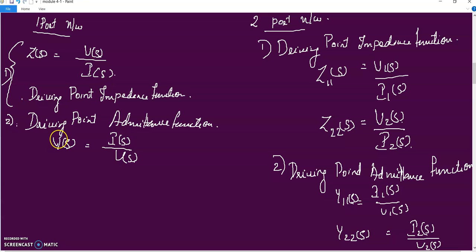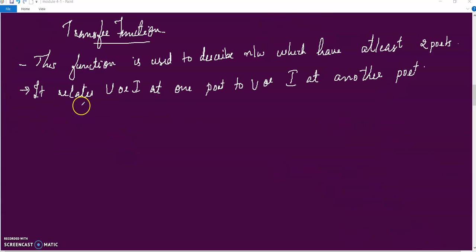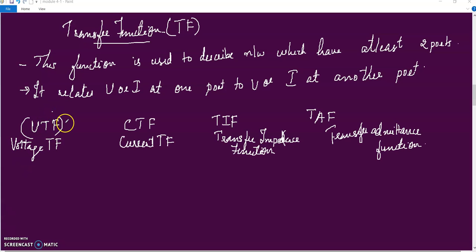Okay, now we shall see what is transfer function. Transfer function is a function used to describe network which have at least two ports, and it relates voltage or current at one port to voltage or current at the other ports. There are 4 types of transfer functions, that is voltage transfer function, current transfer function, transfer impedance function, and transfer admittance function.